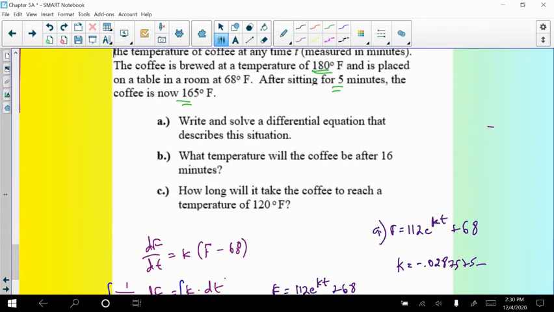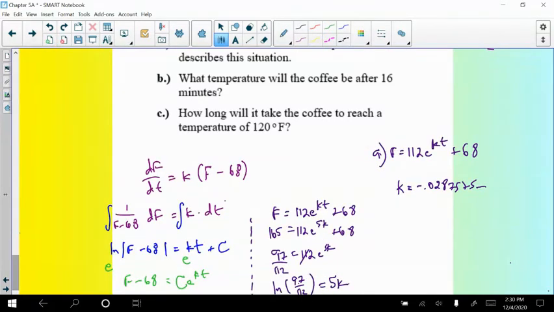Okay, then B, it says, what temperature will the coffee be after 16 minutes? So that is, I think, the easier of the two, because we can just evaluate F of 16. Wherever that 16 is for t, we solve. So let's go ahead and do 112 times e raised to the k, now remember, I stored that in my calculator as an a, times 16 plus 68. So you should always give things to 3 decimals of accuracy. So 138.695 degrees Fahrenheit.